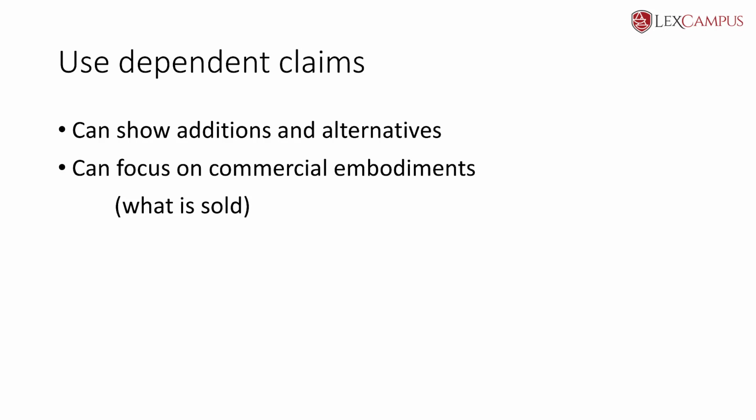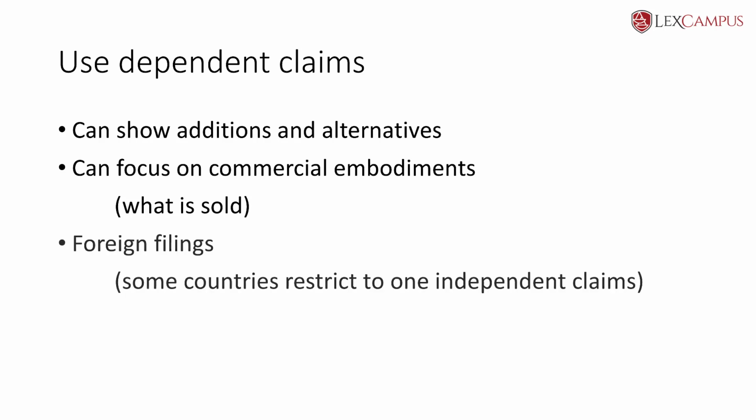So when your patent gets granted, you have an independent claim which covers the broad invention at the level of a concept. You also have dependent claims which actually cover what you are selling in the market. So dependent claims can be used to cover what is sold.